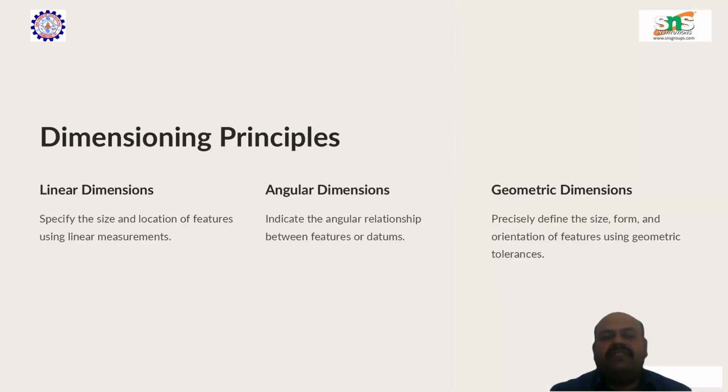So, dimensioning principles: linear dimensions, angular dimensions, and geometric dimensions. Linear dimensions specify the size and location of the feature using linear measurements, which include length, height, width, and thickness. Angular measurements include the angular relationship between the features or the datums. Any inclinations that are not parallel or perpendicular to any references have angular dimensions. And geometric dimensions precisely define the size, form, and orientation of the features using geometric tolerance.